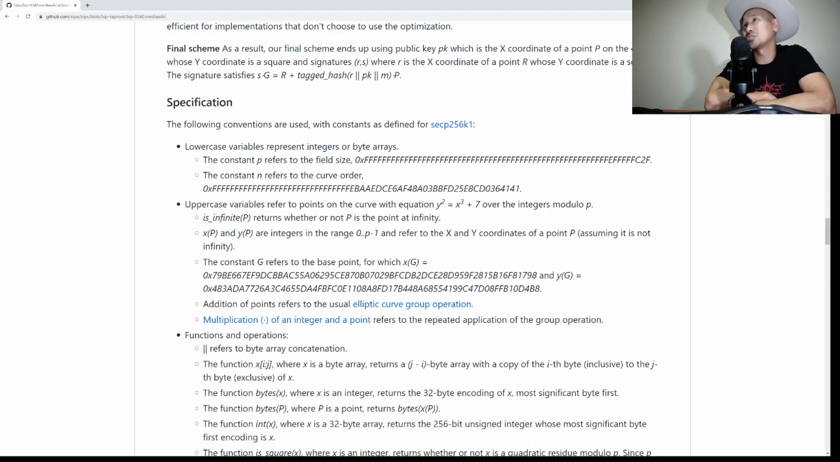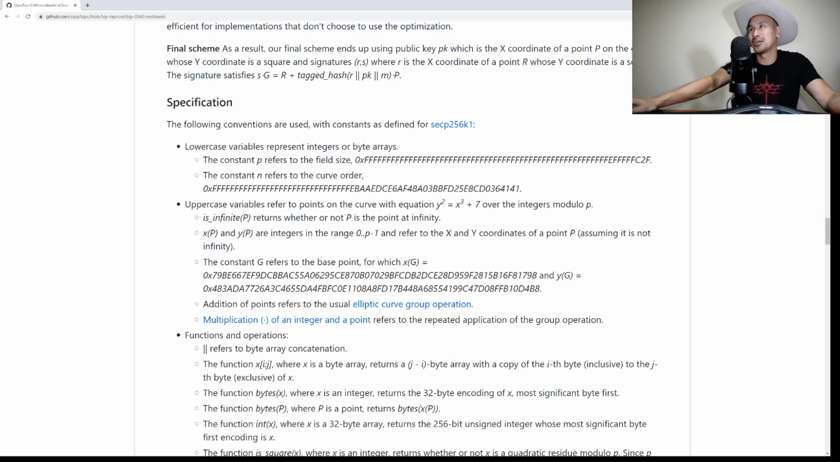Specification. The following conventions are used, with constants as specified for SECP256K1. Lowercase variables represent integers or byte arrays. The constant p refers to the field size, and that is the field size used for the elliptic curve. Constant n refers to the curve order. This is, again, in the book if you want to know more about it.